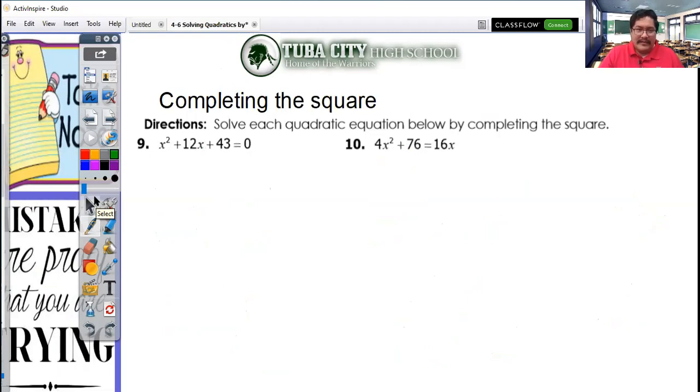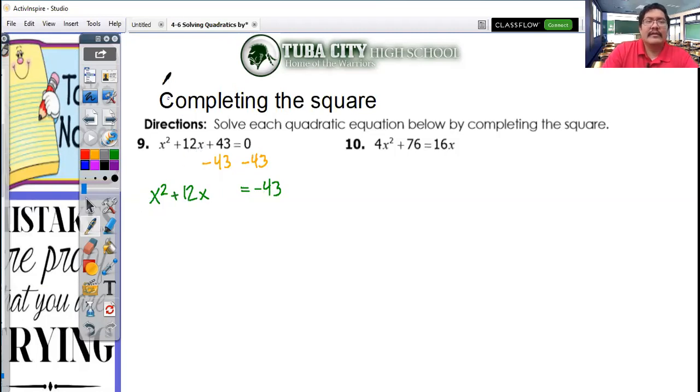All right, let's go ahead and get this working. First thing we got to do is separate the regular numbers from the x numbers. X squared plus 12x. Now I can already kind of tell that we are going to have something happening. It's not fractions, which is good, but it is something different. And I can tell because we have a negative number on this side by itself.